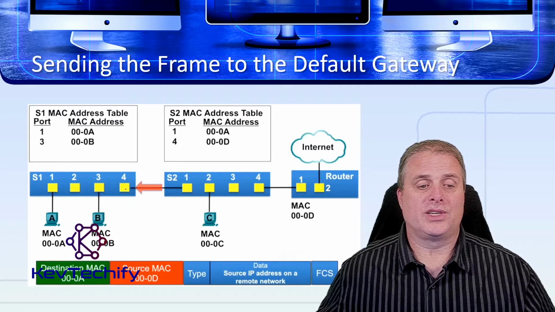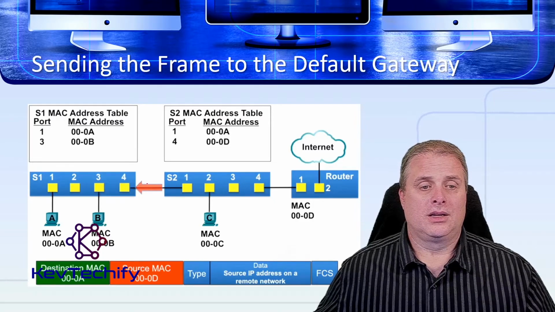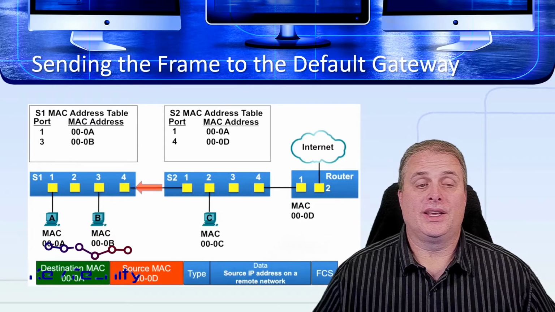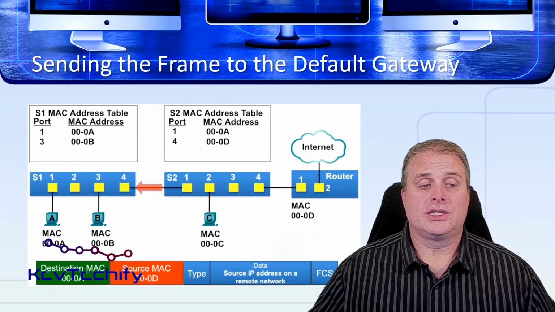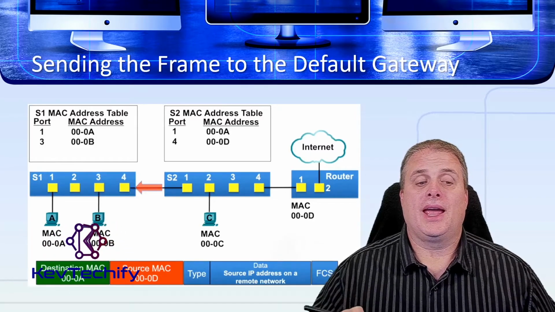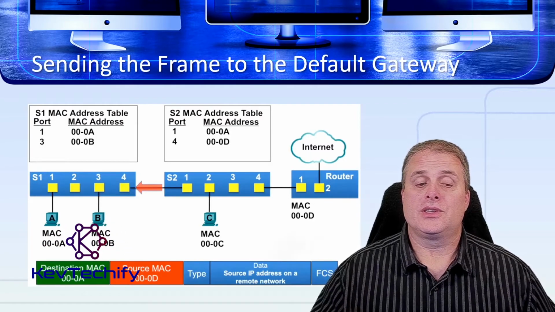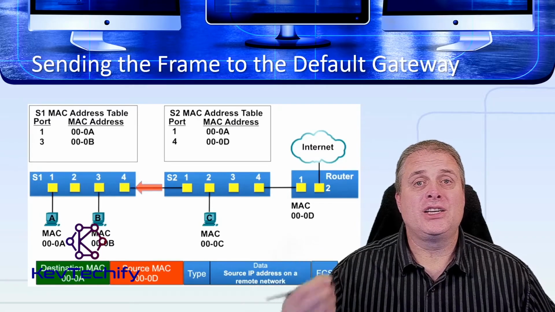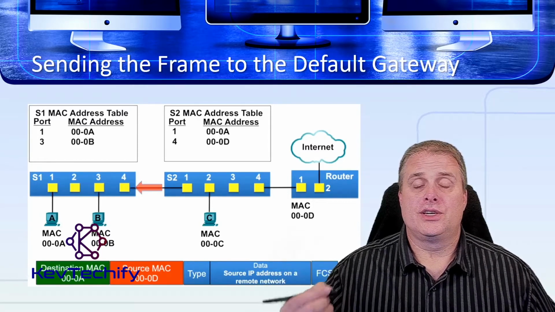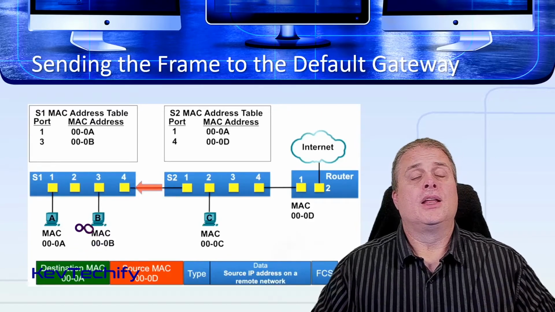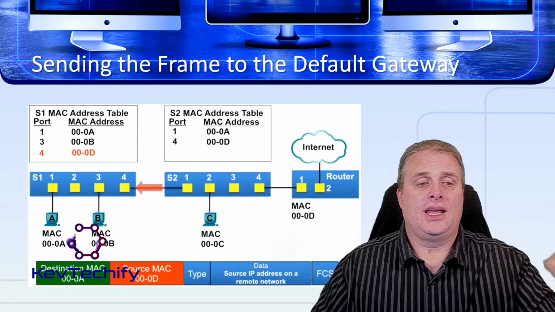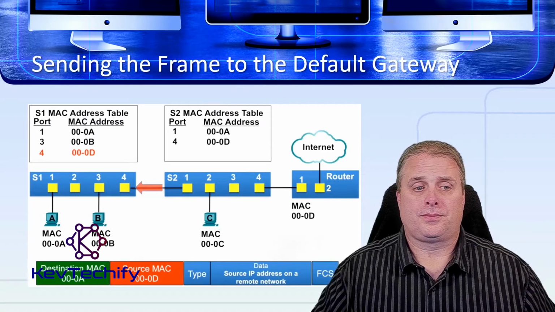Switch 1 port 4 receives it in. First thing switch 1 does when it gets that frame in, it looks and sees the source MAC address on that frame. Source MAC address on the frame is 00D, looks at its MAC address table. Do I have an entry for MAC address 00D? No, I do not. Let's create that entry in there. 00D MAC address is associated with port 4.